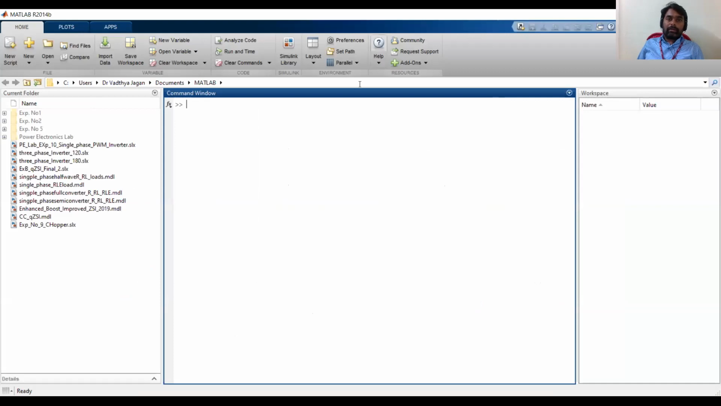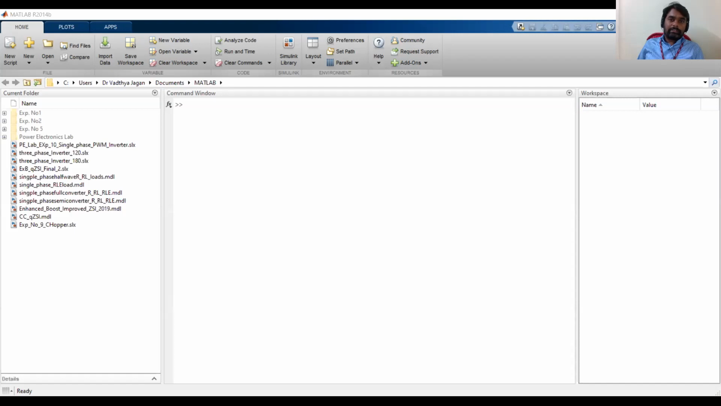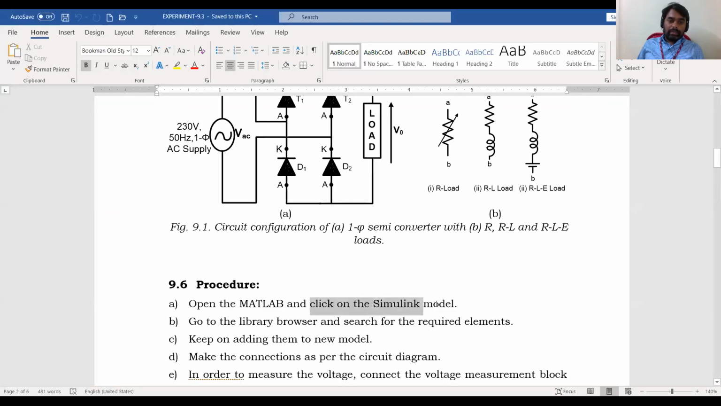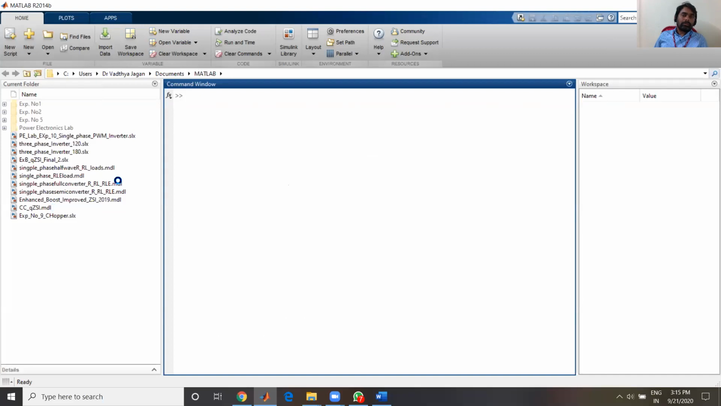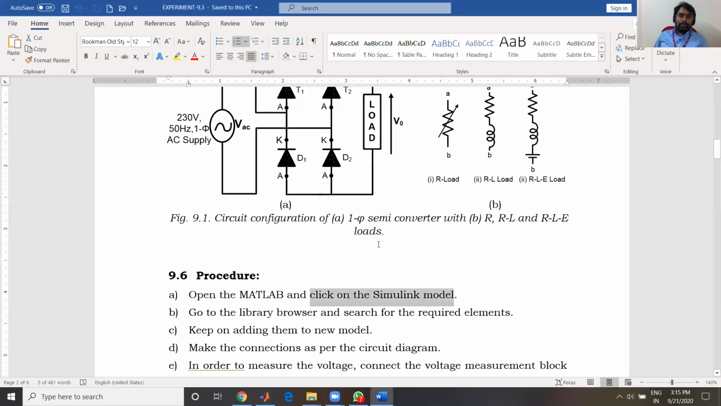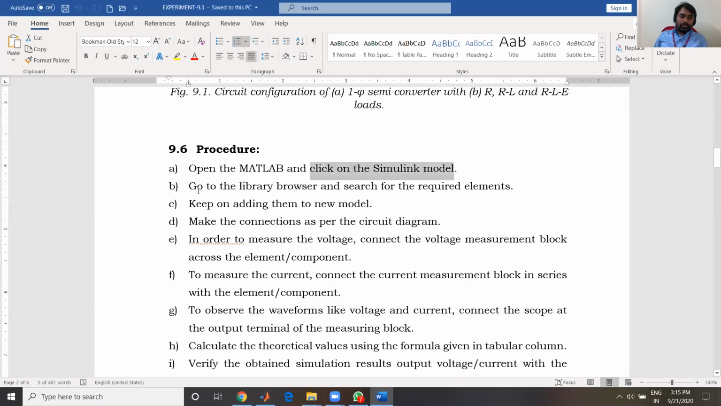Here you can see the MATLAB. Then the second point is to click on the Simulink model. I will go to MATLAB and click on the Simulink model. Here I can find the Simulink model. Then the next point is to go to the library browser and search for the required elements.